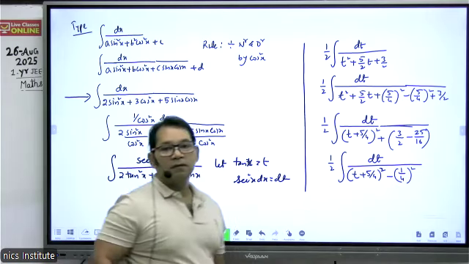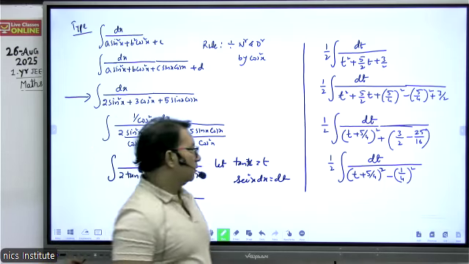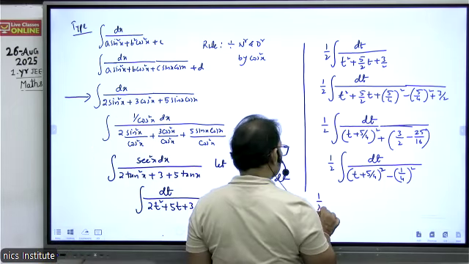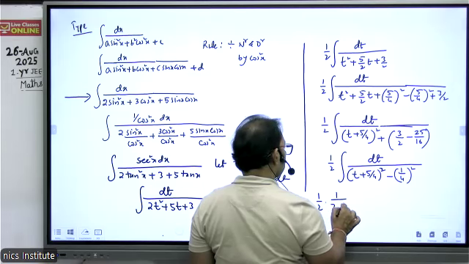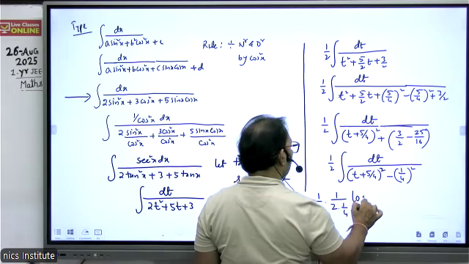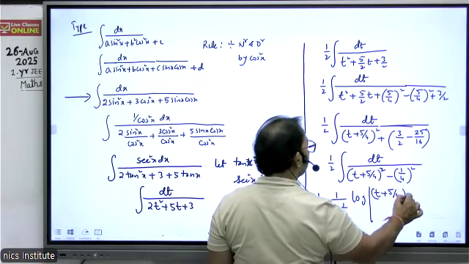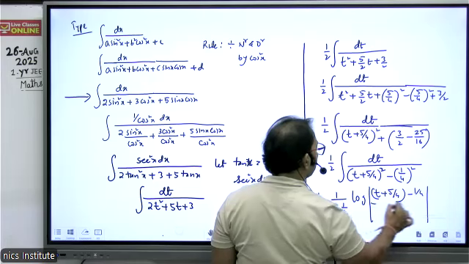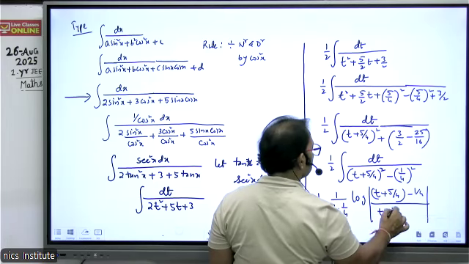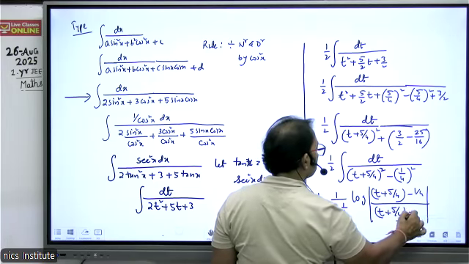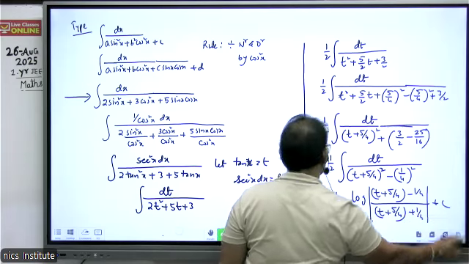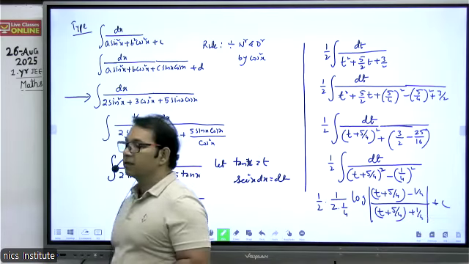So which formula? Yes, 1 by 2a log of x minus a over x plus a. Here a is 1 by 4, so we have t plus 5 by 4 divided by t plus 5 by 4 plus a. And then you can replace t also, and that's it. Done.